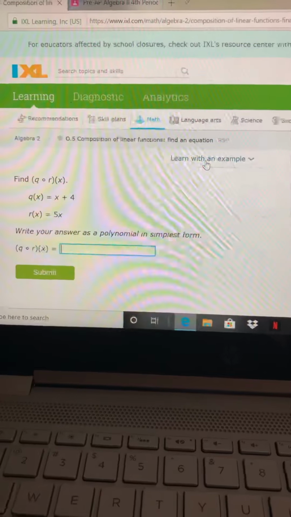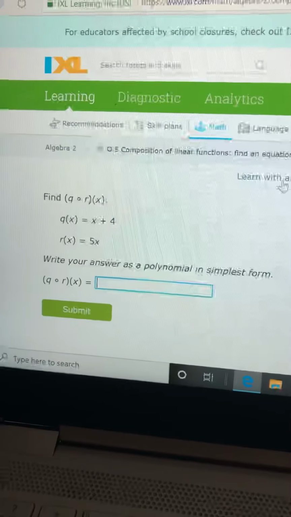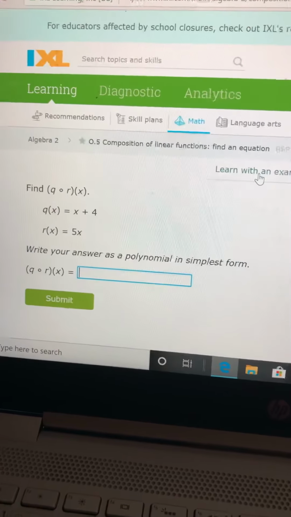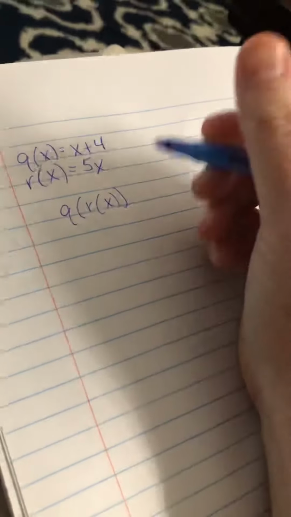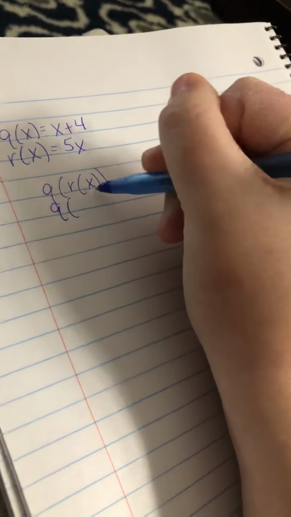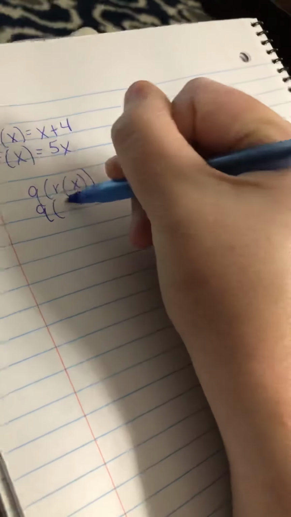So what you can do first is I rewrite that like this. Q parentheses R parentheses X. Instead of having the little dot in the middle, I rewrite that. Instead of Q, then the little symbol for the composition of functions, I rewrite it like this. So what I do here is I take the Q and I drop it down, and in the parentheses here, I write what R of X is. R of X is 5X. And this may help you. So I've plugged that in here.